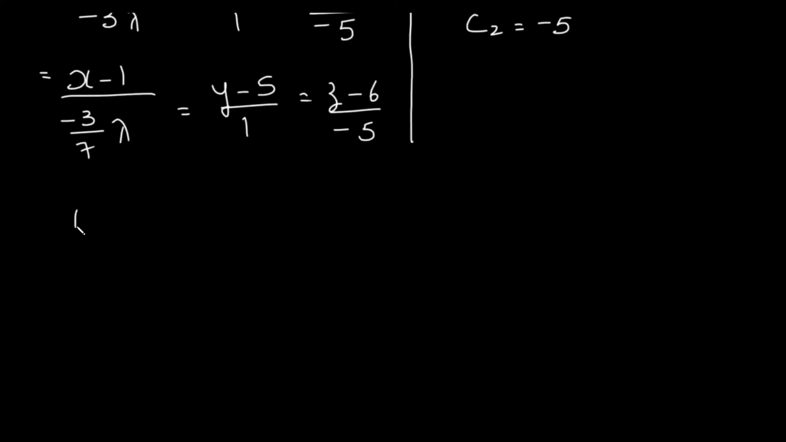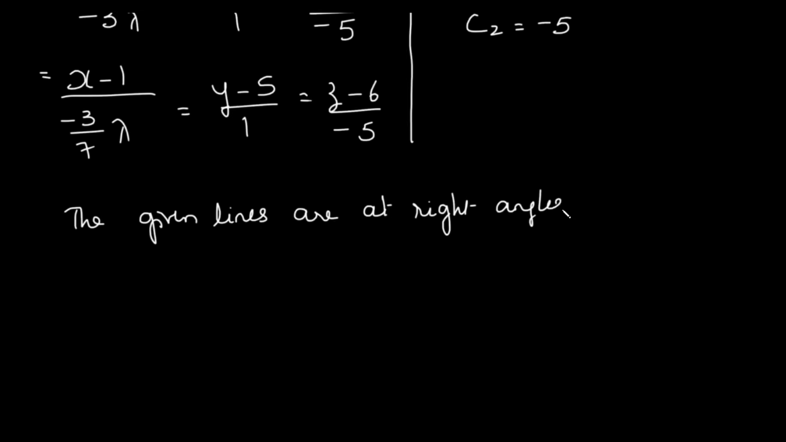Now the given lines are perpendicular. Remember, we have to find the value of lambda here. So the given lines are perpendicular, at right angles. And you know that the direction ratios of lines which are perpendicular can be written this way, that is A1 A2 plus B1 B2 plus C1 C2, which comes out as 0. Okay, so now it becomes simpler to find lambda.